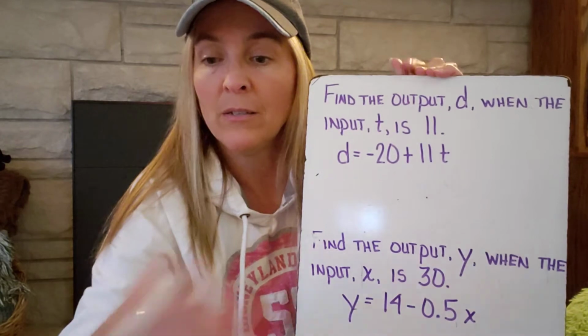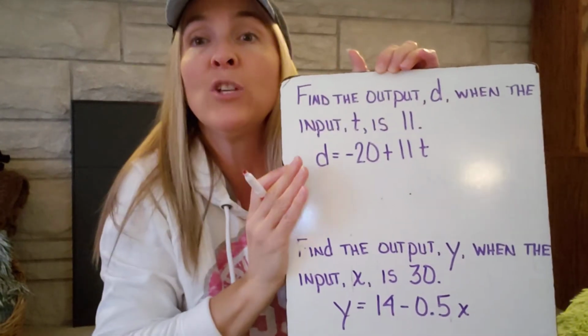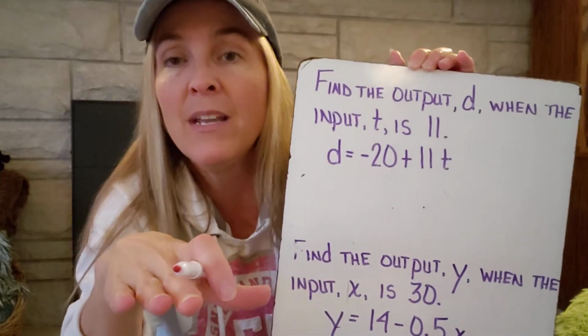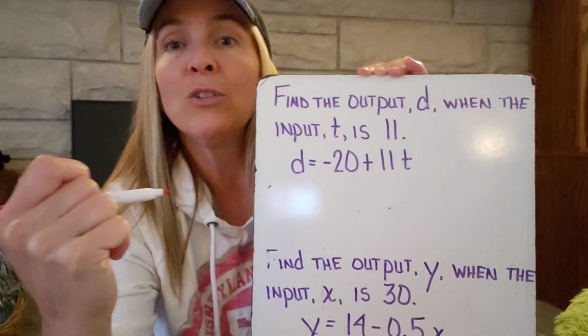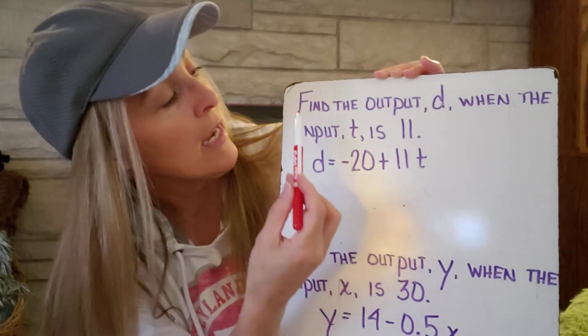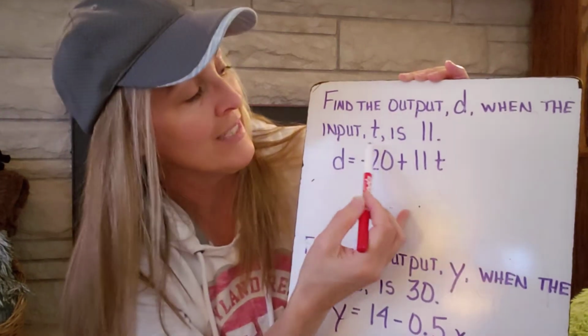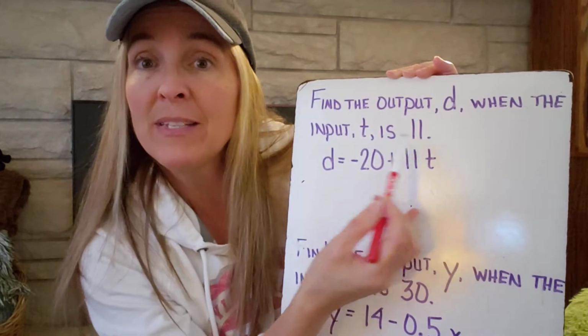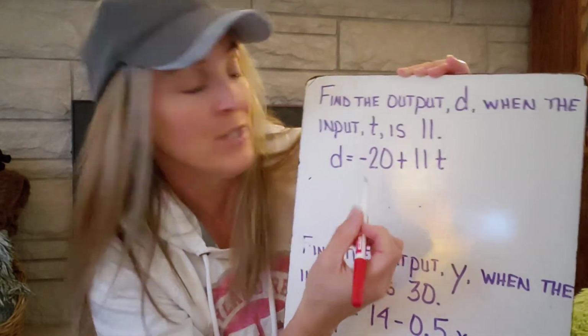We spent quite a bit of time looking at the function machine. If you remember, a function is simply you put an input in and you get exactly one output out. This review is pretty straightforward. It asks you to find the output D when the input T is 11. So basically they're telling you to put in the number 11 for T.